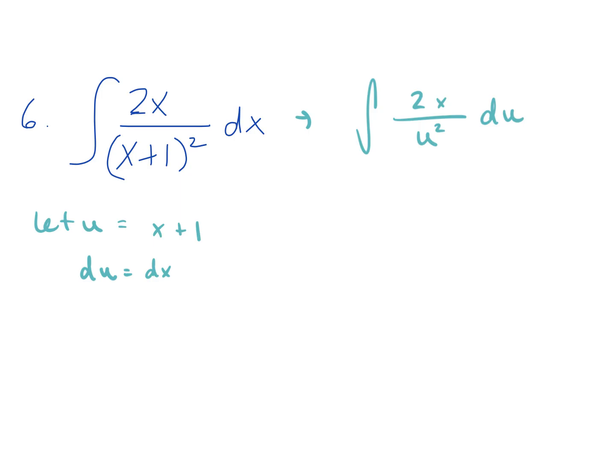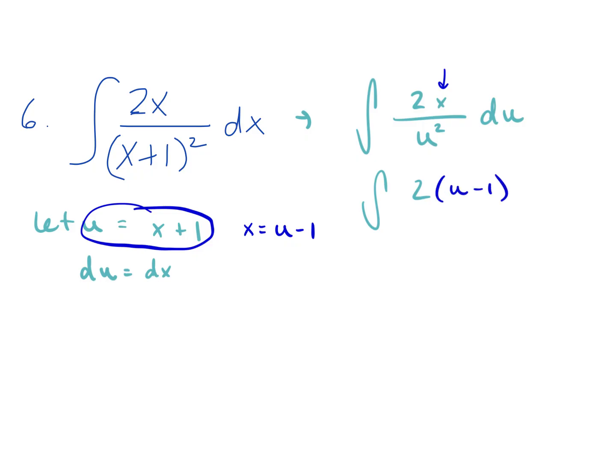I've got that extra x in there. How could I write x in terms of u? Awesome. We're going to solve for x in our u equation here, what u is equal to. We're just going to rearrange it and solve for x. So I can subtract 1 on both sides. So we get x equals u minus 1. So now I'm going to substitute this into my x. So we have the integral of 2 times u minus 1 over u squared du.